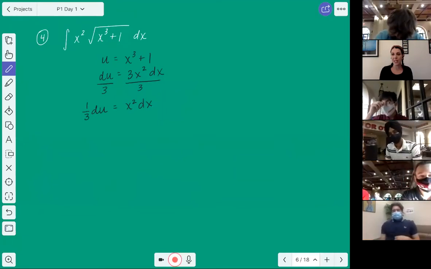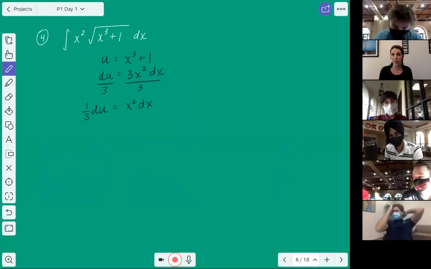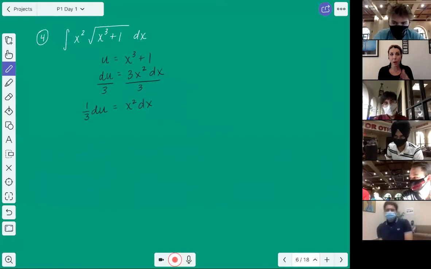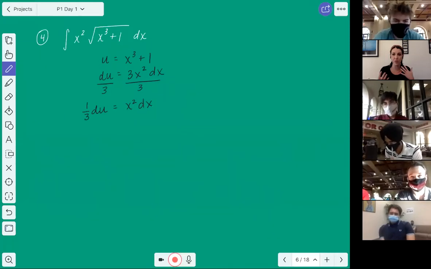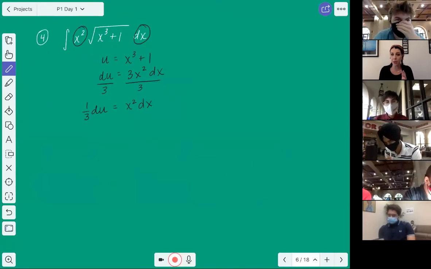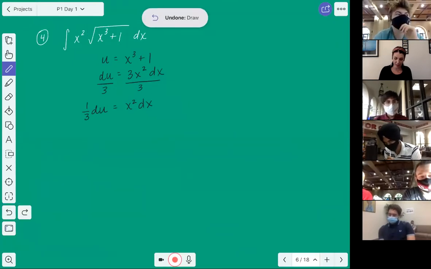Anytime your du isn't exactly the same as what you're left with in the problem, you are allowed to divide over a constant. I would not ever be allowed to divide over an x squared or something like that. But if all I have that's different from my derivative available in the problem is a number like 3, right? Because what Nathan saw was I have an x squared dx. I just don't have a 3x squared dx. If all that's in the way is a number, you can always divide that over to the other side.